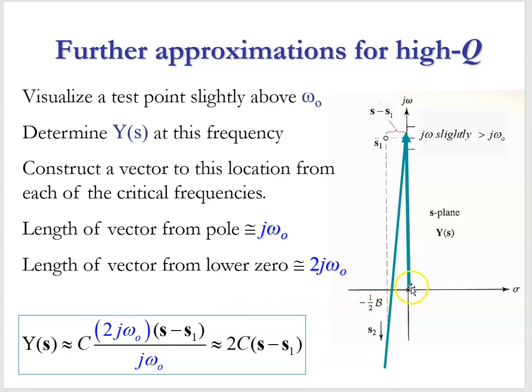And from the origin, we're going to say that's approximately just equal to j omega naught, because we're saying our omega 1 and omega 2 are approximately equal to omega naught there. So what we really need to evaluate is this vector here. So our admittance function is approximately equal to 2c times our operating frequency s minus this s1 here.